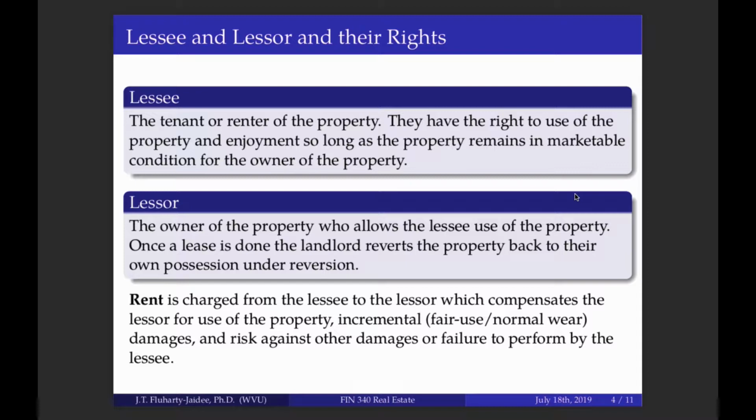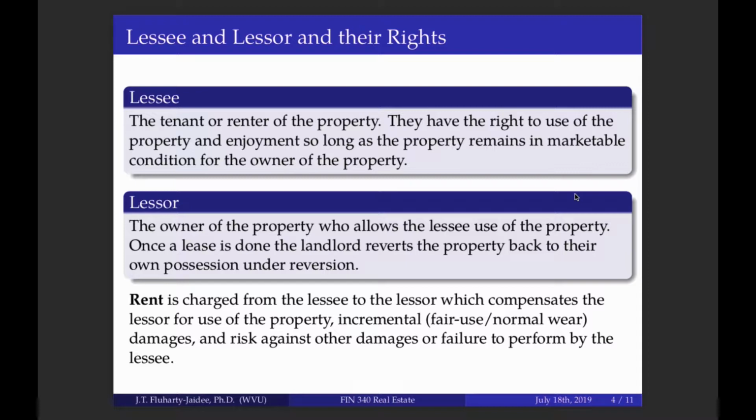So that will help defray the cost of tenants not paying what they're supposed to pay and moving out of the apartment early. It'll help defray the cost for incremental damages and also for the use of the property, which is the whole point of renting to begin with. Okay, so that's the general idea behind a lease agreement.